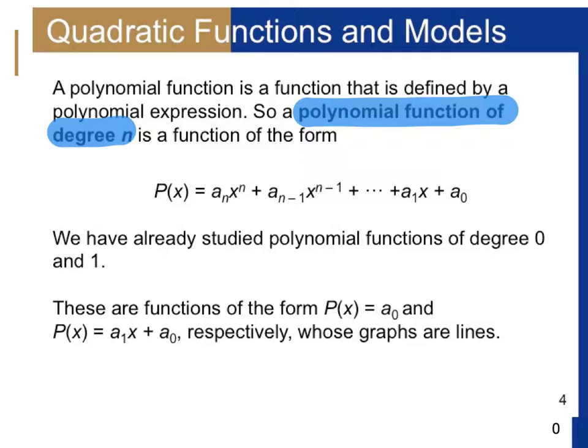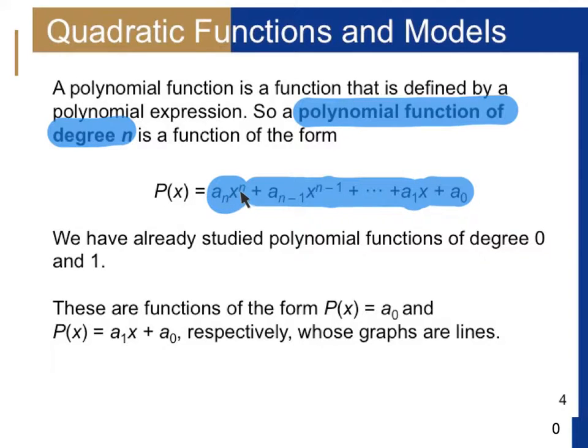P of x equals a sub n times x to the n, plus a sub n minus 1 times x to the n minus 1, and so on, plus a sub 1 x plus a sub 0, and we have a bunch in between. So what this notation means is this. Let's say n is 3. That would be x cubed, and we would call this a3, and that would be the coefficient of the x cubed term. So the subscript on the a corresponds to the exponent.